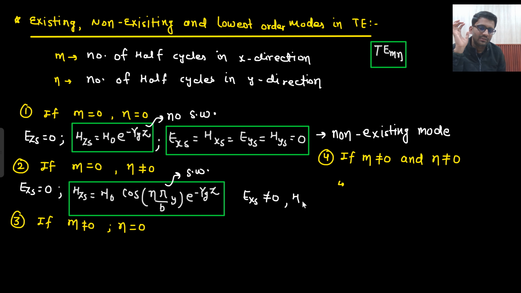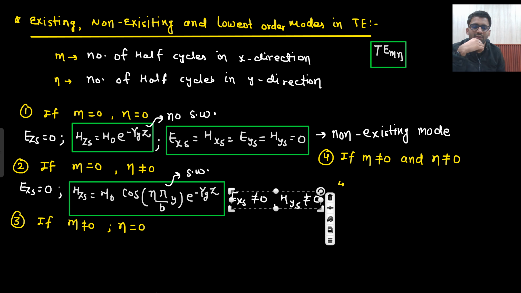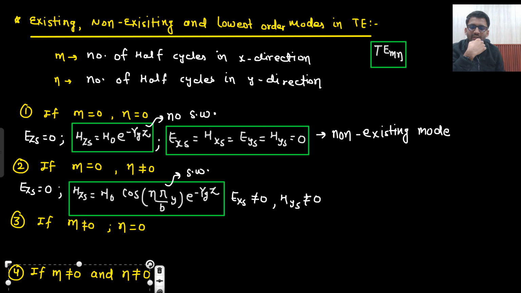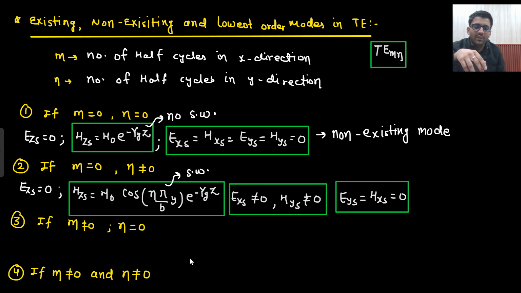So here, HYS is also not equals to 0. Rest all are 0 only. This is also not equals to 0. I guess I will have to take it downward. I will have to take it here. So EXS, HYS is non-zero and the rest two are 0, which is EYS and HXS. Both are 0. But from here only you can get to know that if there is standing wave, then certainly it is an existing mode.